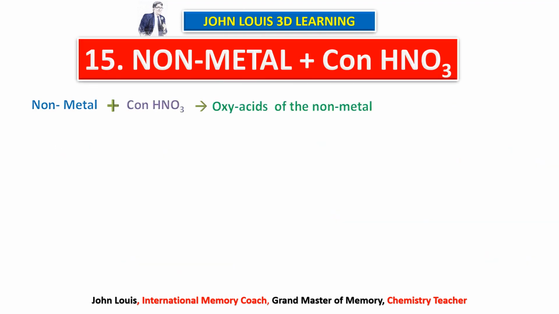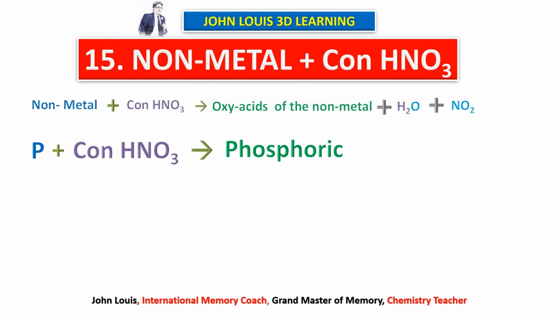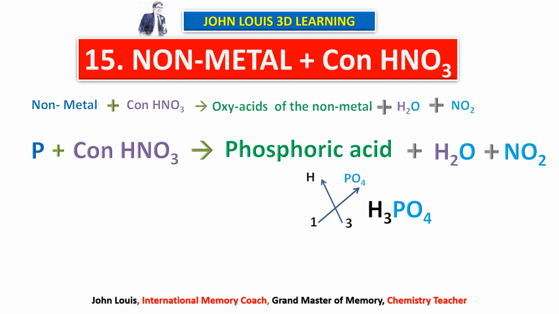Non-metal plus concentrated nitric acid gives oxy acid of the non-metal plus water plus nitrogen dioxide. Let's take phosphorus. Phosphorus plus concentrated nitric acid. What is the oxy acid of phosphorus? Phosphoric acid. Phosphoric acid plus water plus nitrogen dioxide. What's the formula for phosphoric acid? Hydrogen phosphate, 1, 3. So interchange, you get H3PO4. It's a stable compound. Therefore, the equation is what?